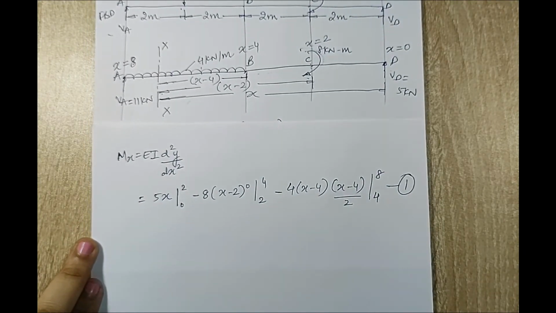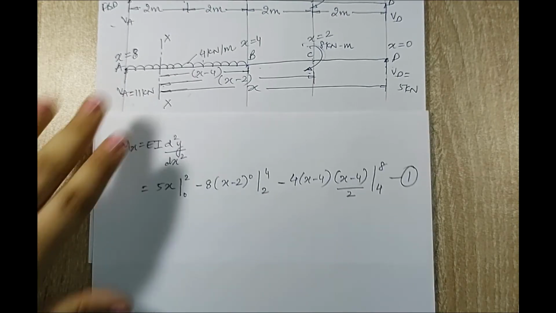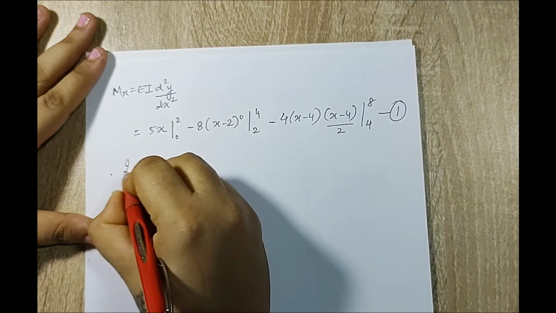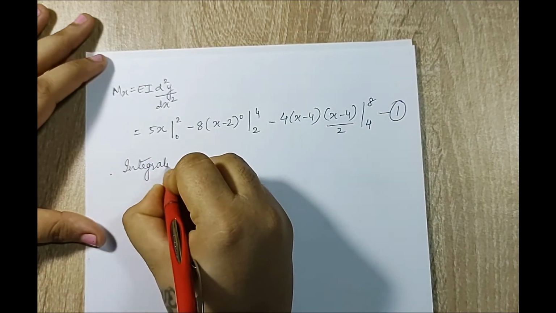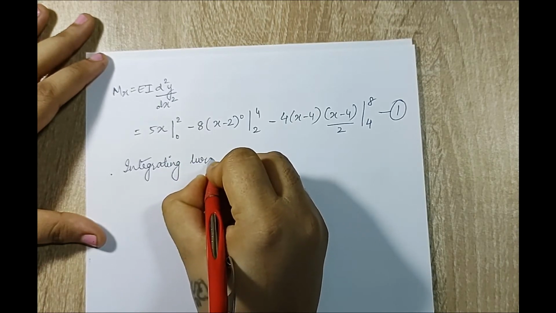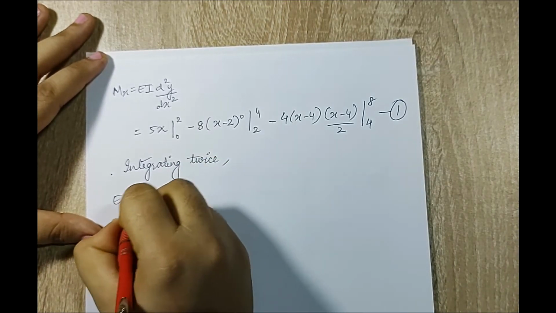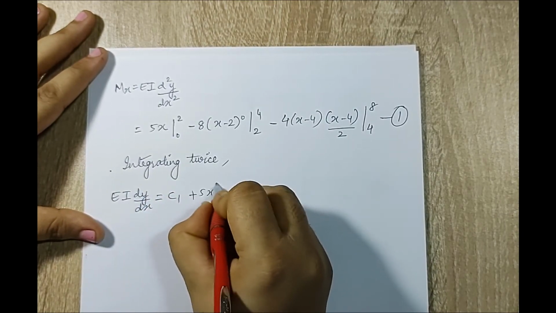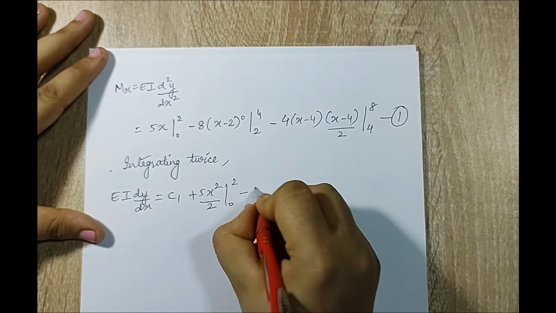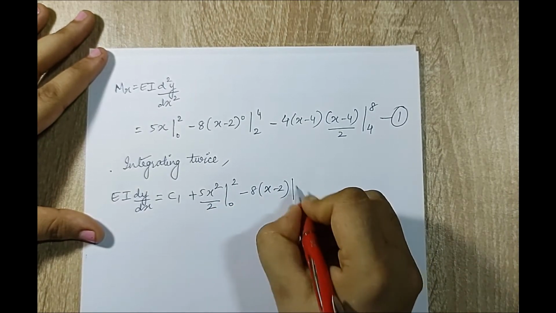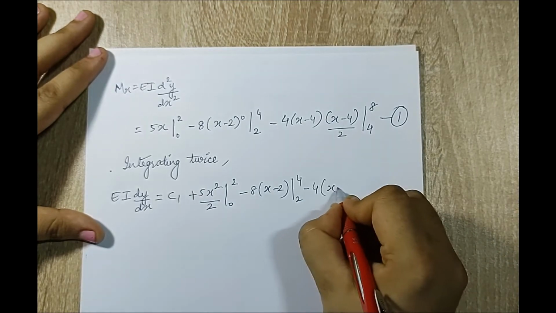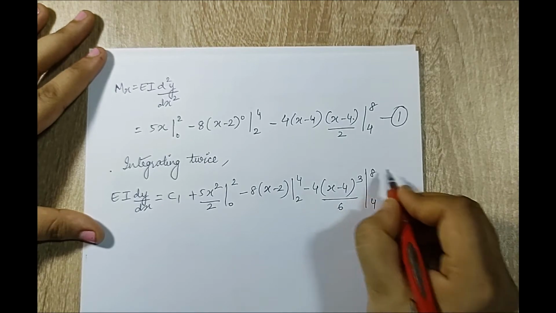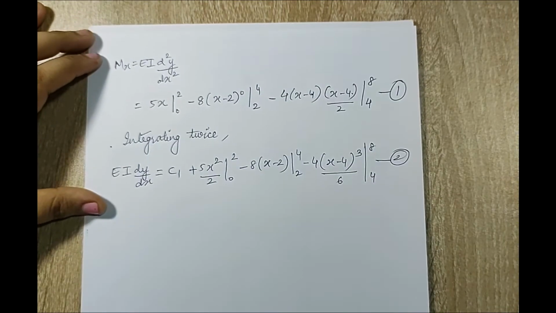So this is my moment equation. Next I'm going to integrate this twice and I'm going to get the slope and deflection equation. So I'll write down, integrating twice. EI dy by dx is equal to C1 plus 5x square by 2 from 0 to 2 minus 8 into (x minus 2) from 2 to 4, and I have 4 into (x minus 4). You see this is square, so it will become cube upon 6 from 4 to 8. This is my equation 2, which is my slope equation.